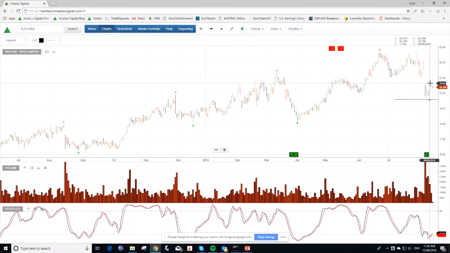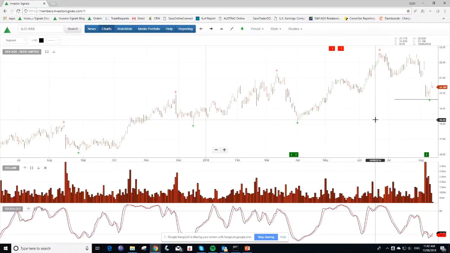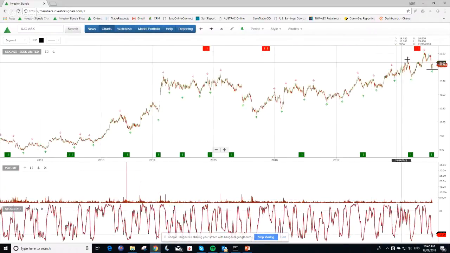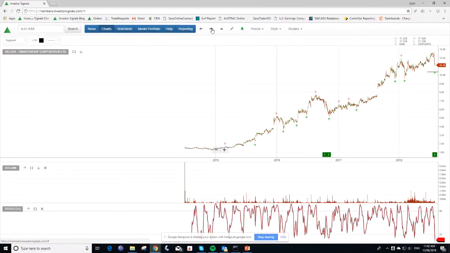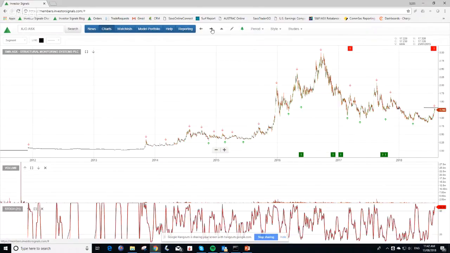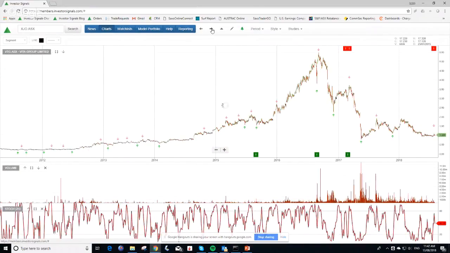It's hard to see over the short term SEEK rallying back and taking out that high, but certainly momentum favours this to the upside. But maybe just be a bit cautious and think about running a stop loss below that 1950 level there. Smart Group not doing there at the moment, nor in structural monitoring, nor there.